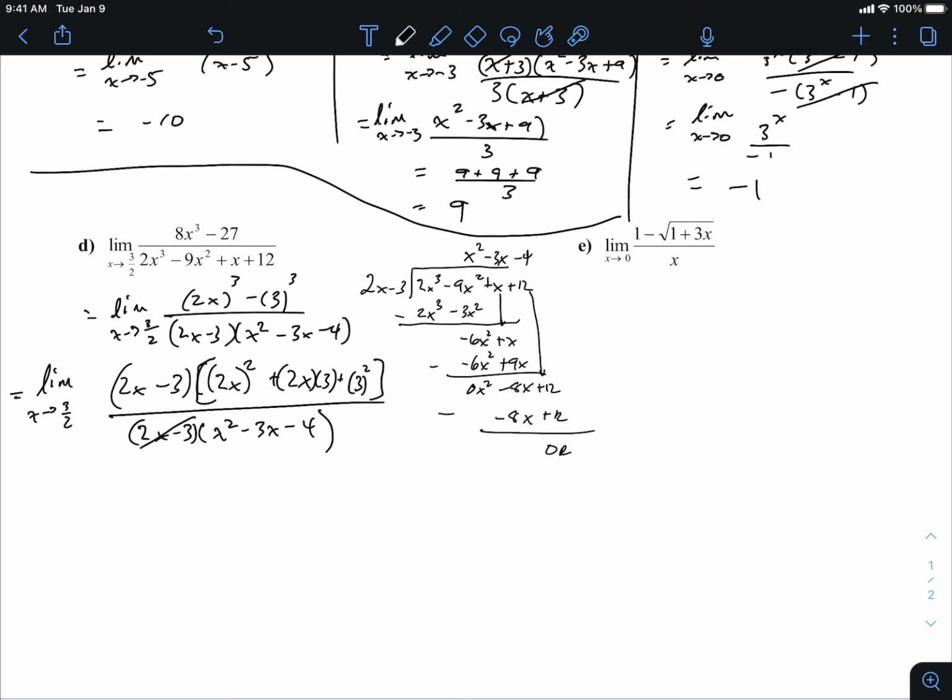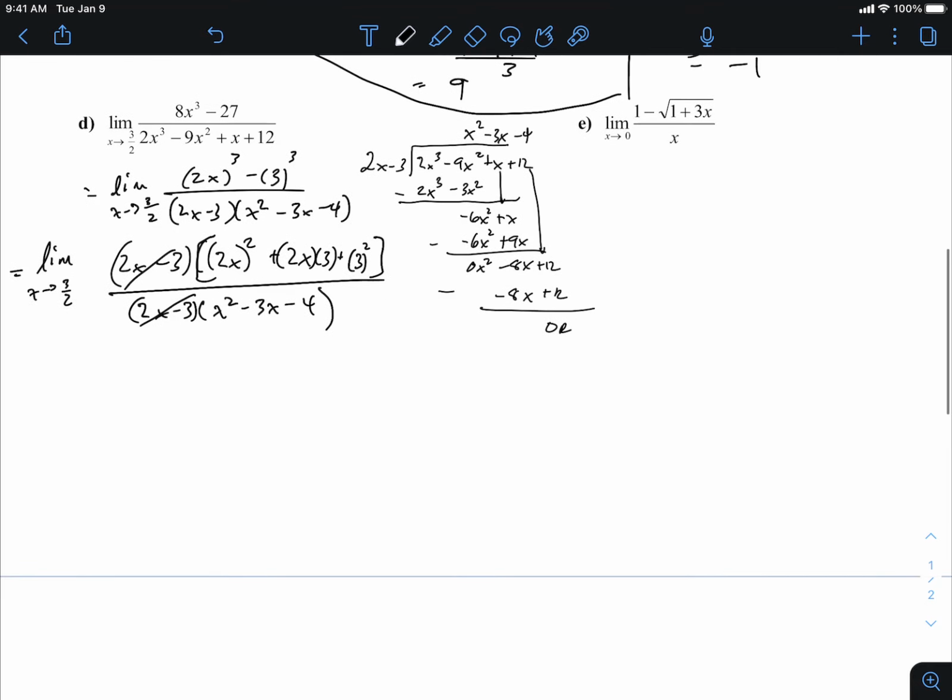Now this cancels with this. And what are you left with in the numerator? You're left with 2x squared. Sorry, not 2x squared, 4x squared, plus 6x plus 9 over x squared minus 3x minus 4.